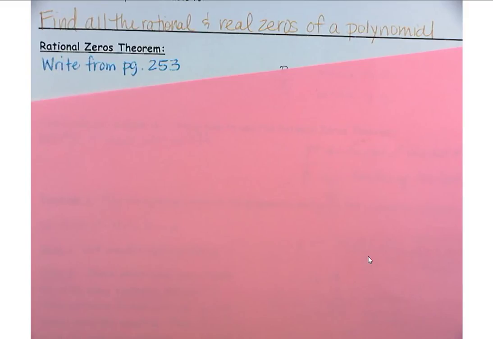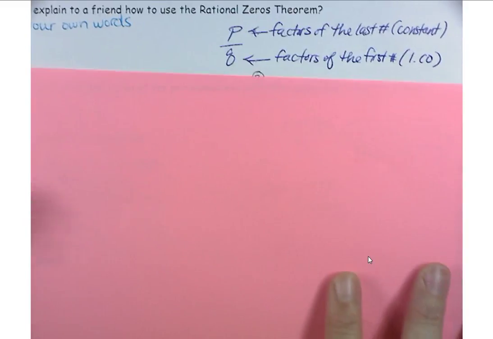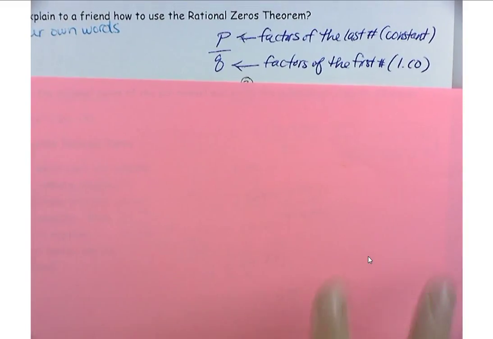So for the next question that I asked you to think about, it says, how would you tell a friend how to use the rational zeros theorem? So you're thinking about how do you put that in your own words. So what I said is just what we were talking about. The p is going to be factors of your constant term, which is just the last number. And your q is going to be factors of the first term, which is your leading coefficient. Okay, so p over q. Does that sound familiar yet? Okay, maybe when we go through the first example, you guys will remember the p over q.